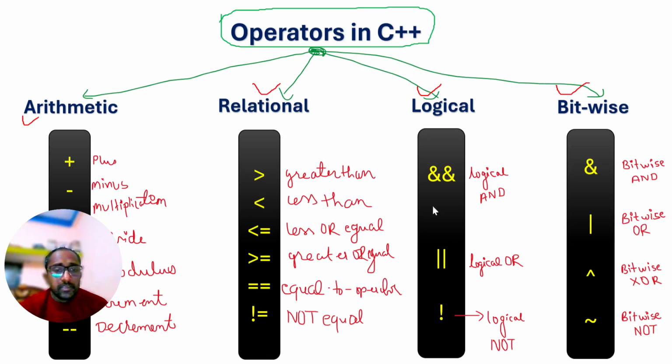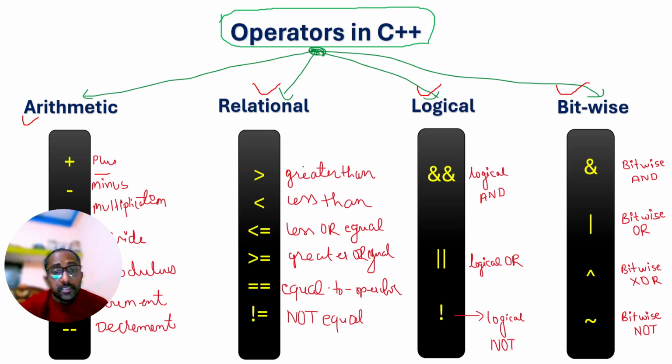Arithmetic operators mean plus, minus, multiplication, divide, modulus, increment, decrement. Relational operators are binary operators that compare values against one another and return either 1 or 0. These are greater than, less than, greater than or equal to, less than or equal to, and not equal operators.